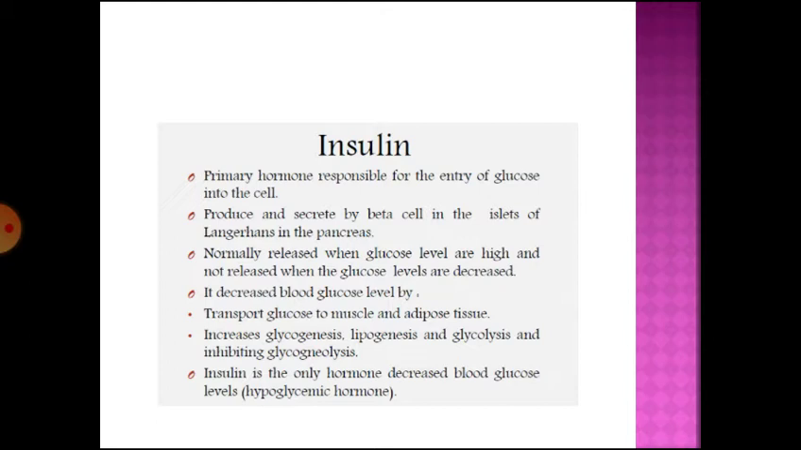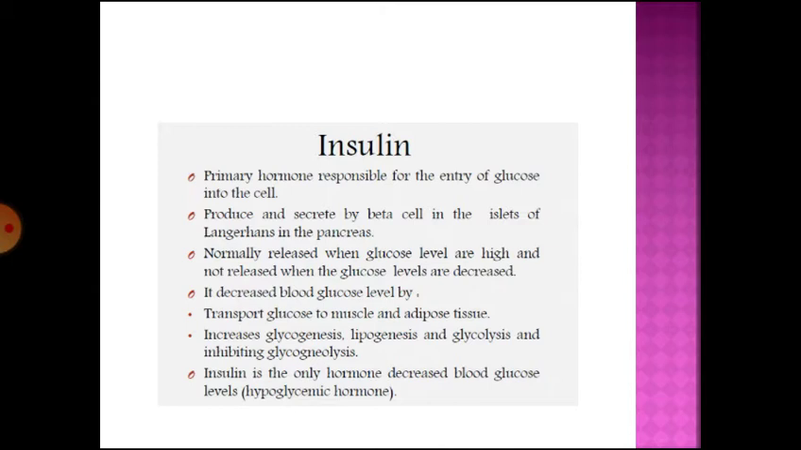Insulin is the primary hormone responsible for the entry of glucose into the cell, produced and secreted by beta cells in the islets of Langerhans in the pancreas. It is normally released when glucose levels are high and not released when glucose levels are decreased. So that means insulin is stimulated by hyperglycemia, or increased blood glucose.